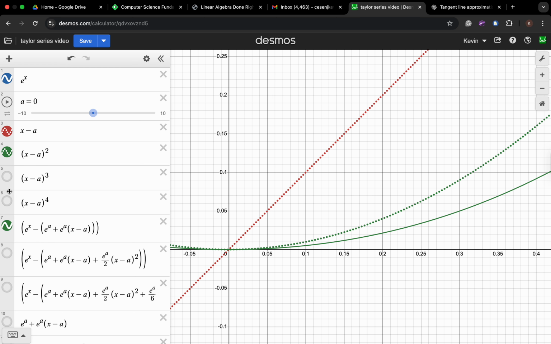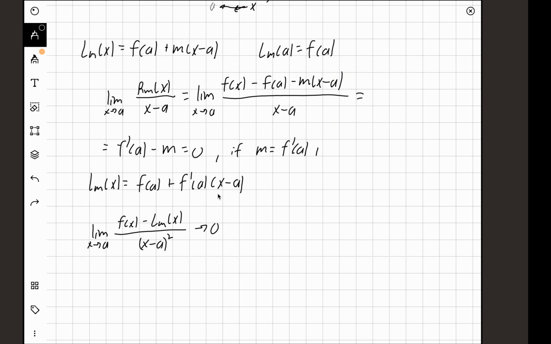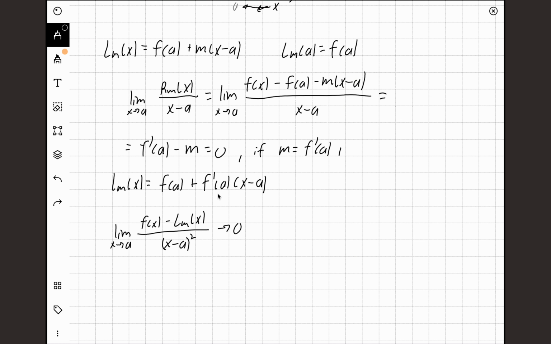So we can see that we need a better approximation than our linear term. So basically, again, and you can do this example.